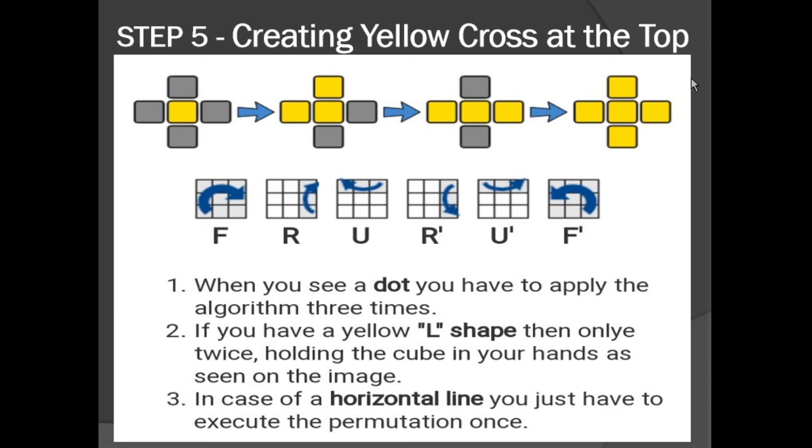holding the cube in your hands as seen in the image. So you need to use the algorithm twice. But if you have a horizontal line pattern, you just have to execute the algorithm once to have your yellow cross at the top. Okay, so that's step 5.